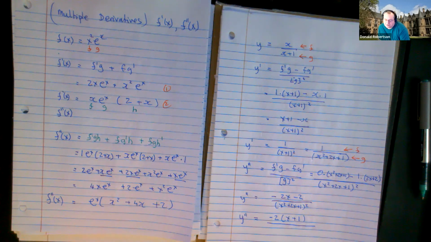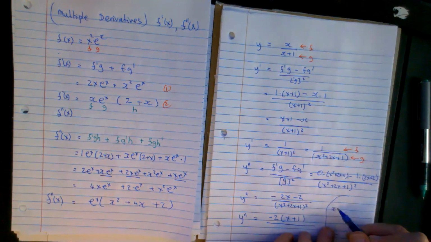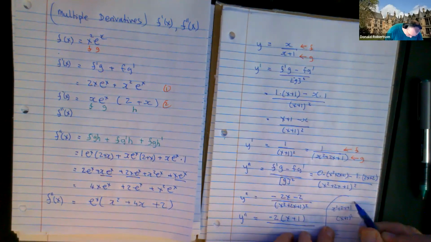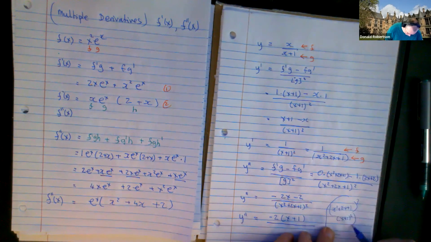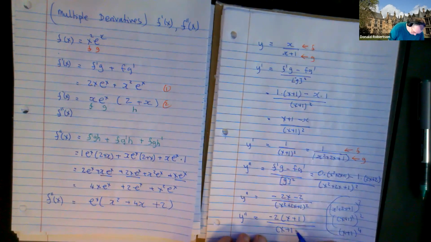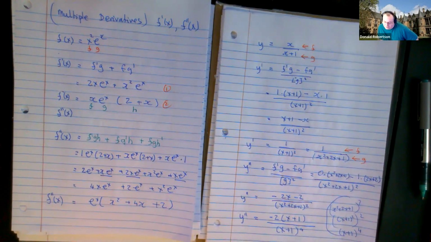Can anybody see? x plus 1 squared, squared? Yeah. x plus 1 squared, squared. But isn't that just x plus 1 to the 4? So it's not as weird as it looked. Agreed?